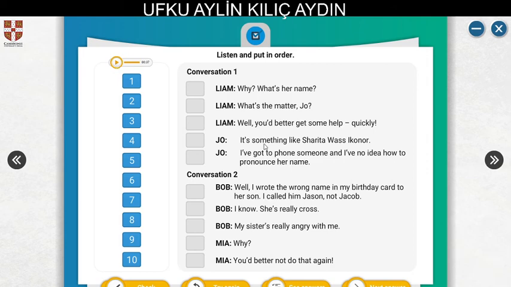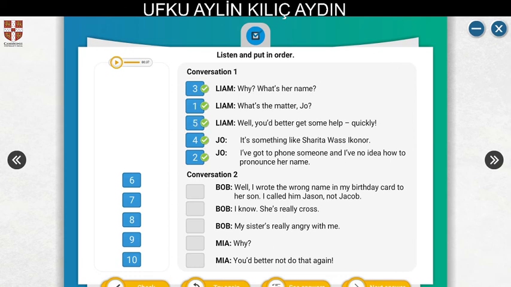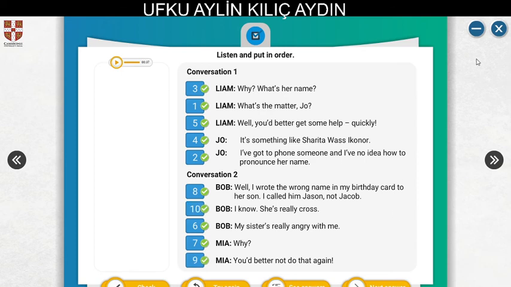Okay, let's put them in order. Conversation 1. What's the matter, Joe? I've got to phone someone and I have no idea how to pronounce her name. Why? What's her name? It's something like Sharita Vasikonor. Well, you'd better get some help quickly. Conversation 2. My sister's really angry with me. Why? Well, I wrote the wrong name in my birthday card to her son. I called him Jason, not Jacob. You'd better not do that again. I know, she's really cross.